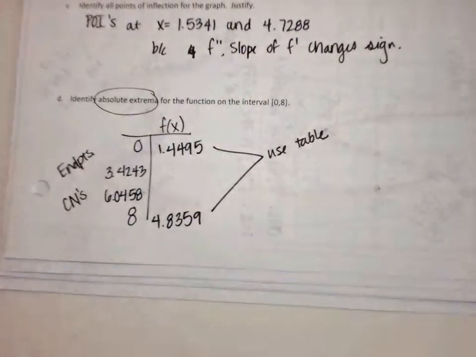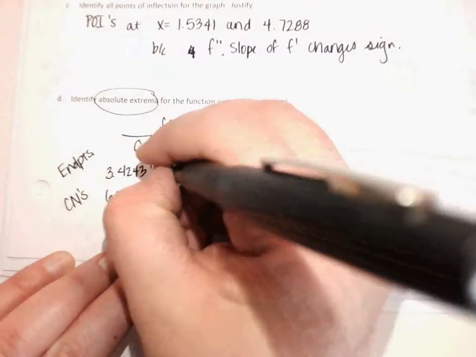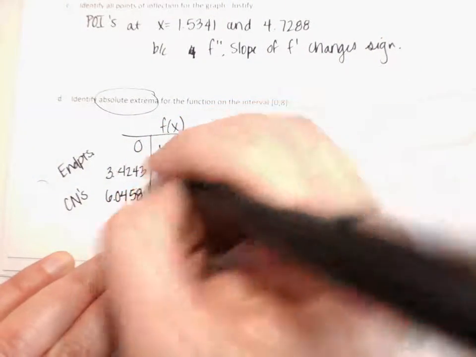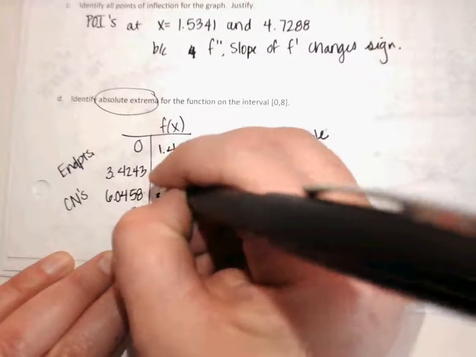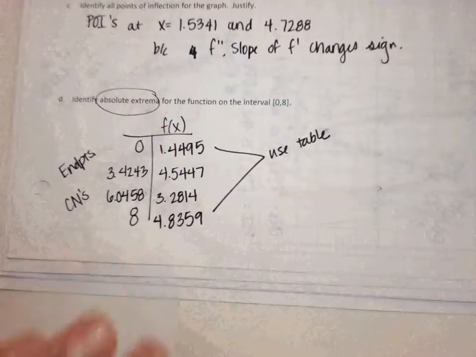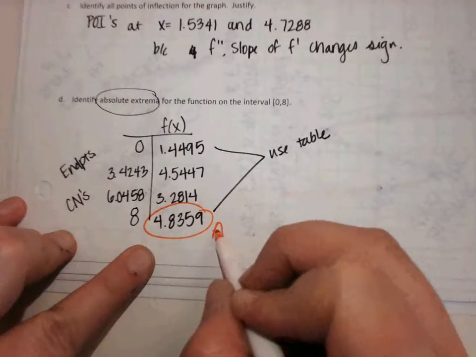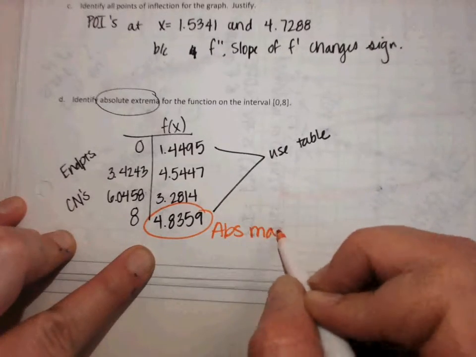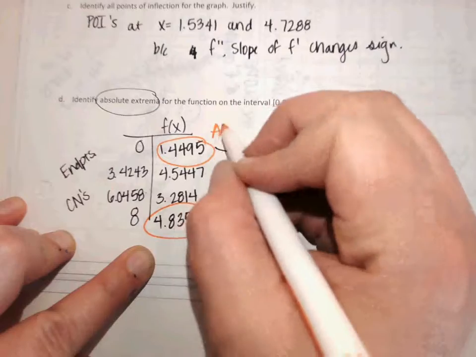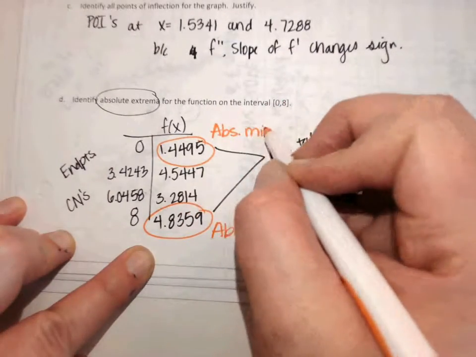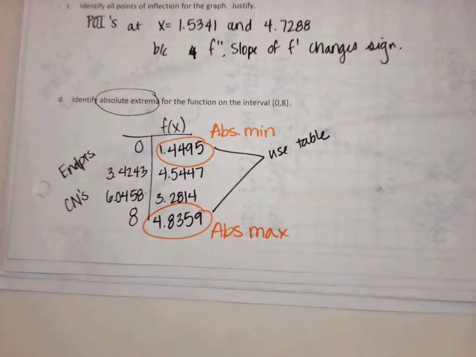Okay? So we're putting them down. It was 4.5447 and then 3.2814. Okay, and then I'm just going to label them on the table. Okay, this is my absolute max, and this is my absolute min. What was the point of labeling on the table? On the actual AP test, I wouldn't do that. I'd put absolute max is 4.83, blah, blah, blah, at x equals 8.